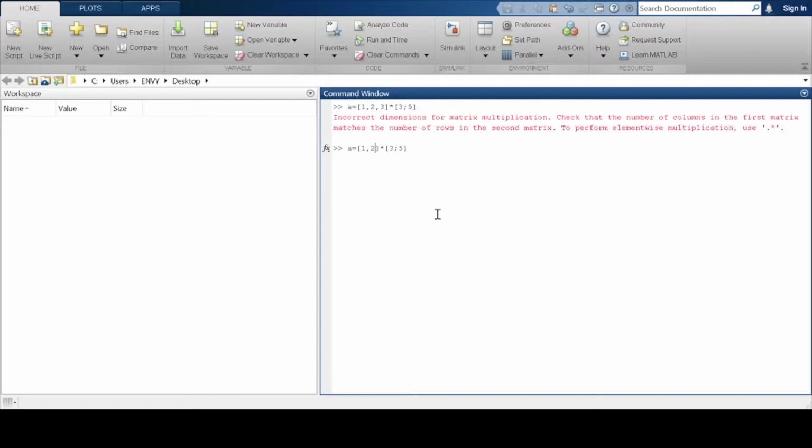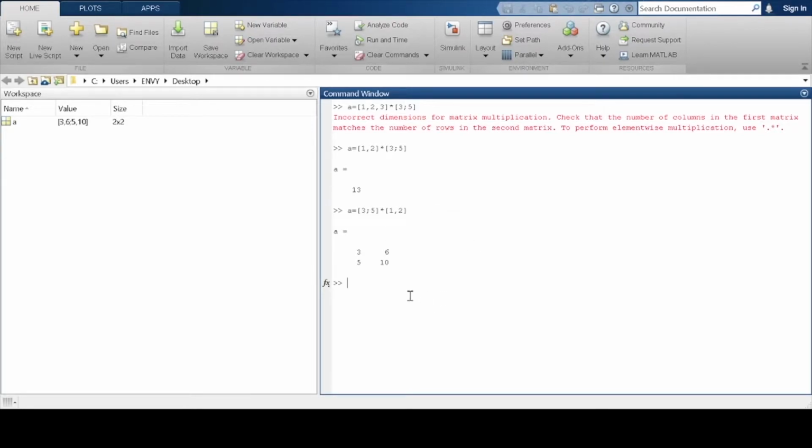This gives an error because the dimensions don't match. Yeah. So this gives the inner product. Conversely, if suppose we put the column vector in the beginning, we see that we get a matrix. So this is an outer product.